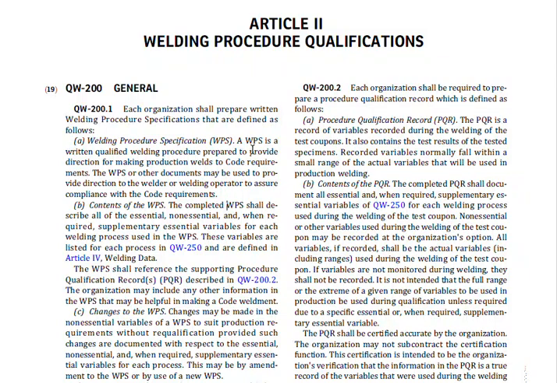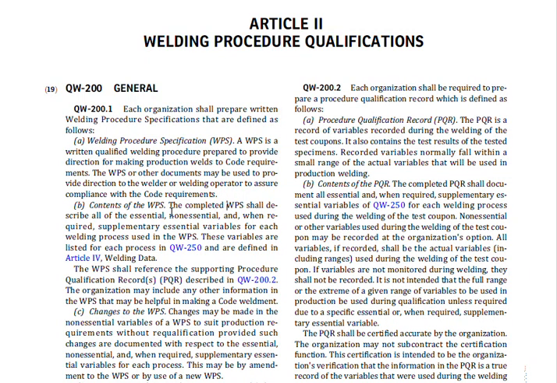What is the WPS? If someone asks about that, it is a written document which provides direction for making production welds as per code requirement, and fulfills the welder or welding operator's requirements: how to do the welding and other things.